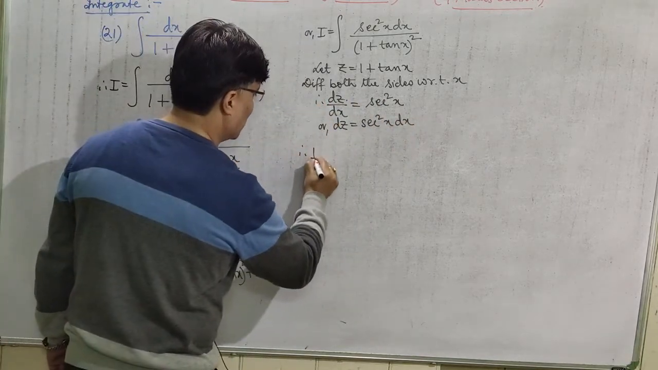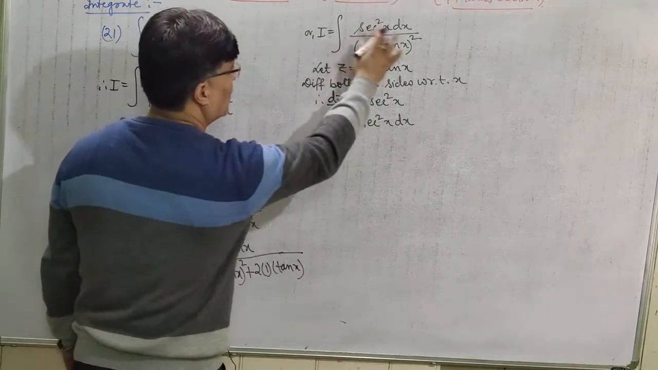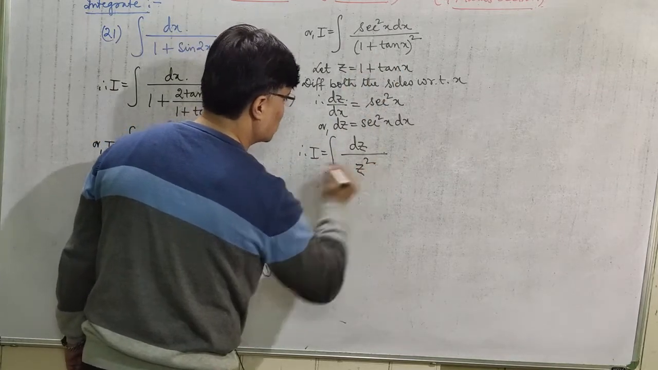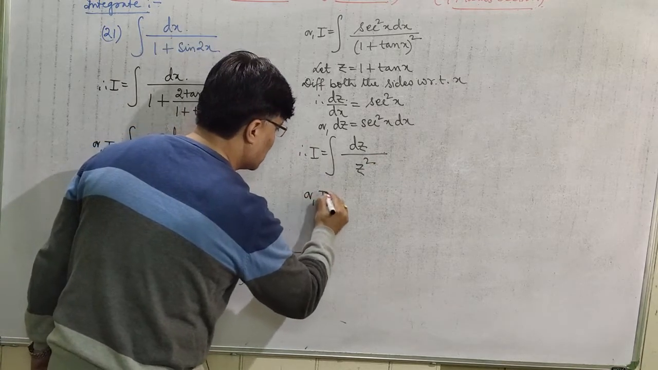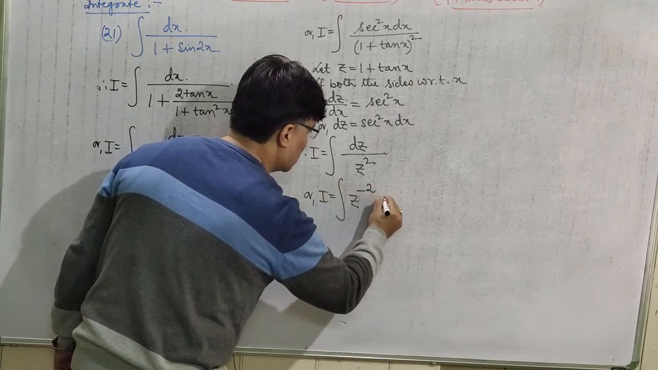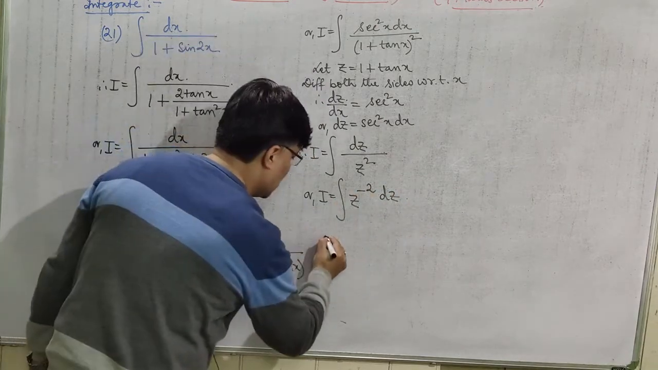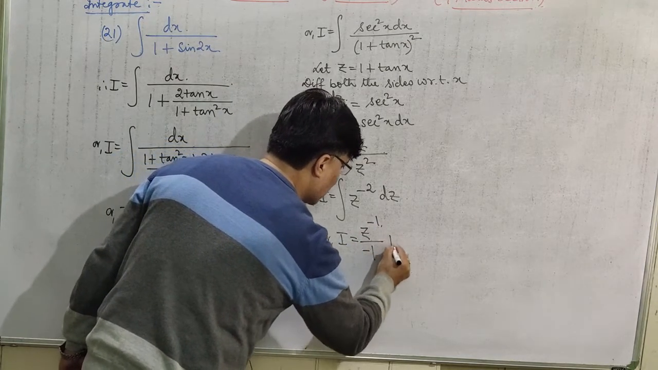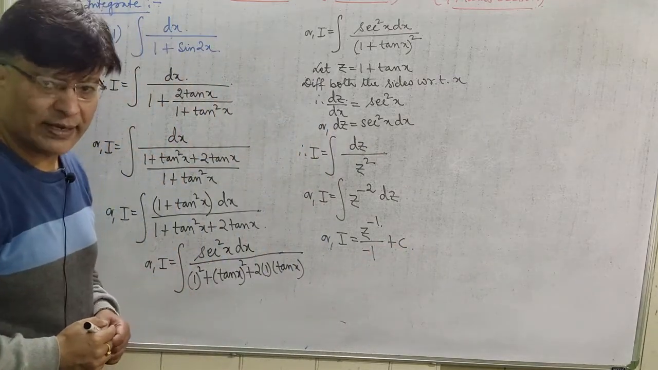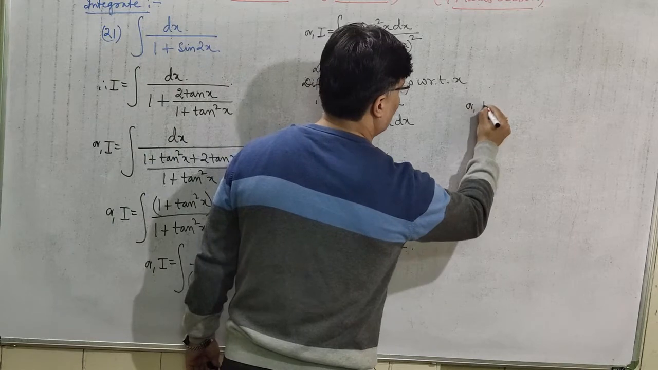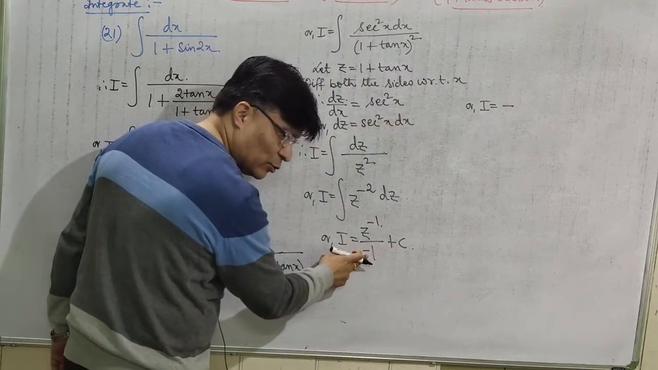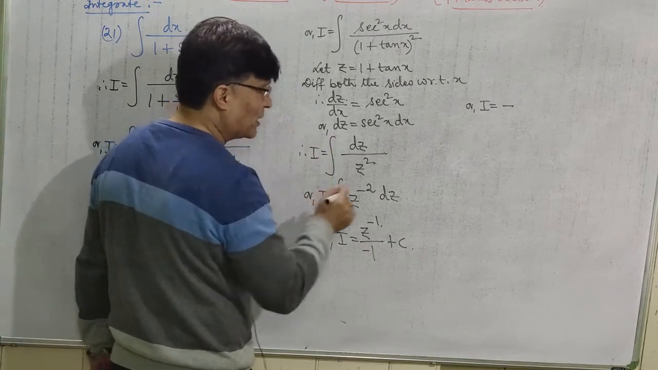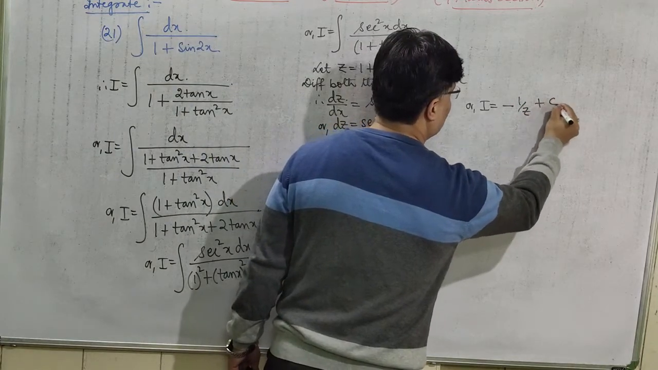Okay, so therefore I is equal to integration of, what is sec square x dx? It is dz divided by, what is 1 plus tan x? Z. That is your z square. So you can take it to the numerator. So I is equal to integration of z to the power minus 2 dz, right? Or I is equal to, what is integration of z to the power minus 2? It is z to the power minus 1 divided by minus 1 plus c, right? So let us simplify it. Or I is equal to, this minus sign which is in the denominator is taken outside and written in the front, minus, what is z to the power minus 1? It is 1 by z. Then you should write plus c.